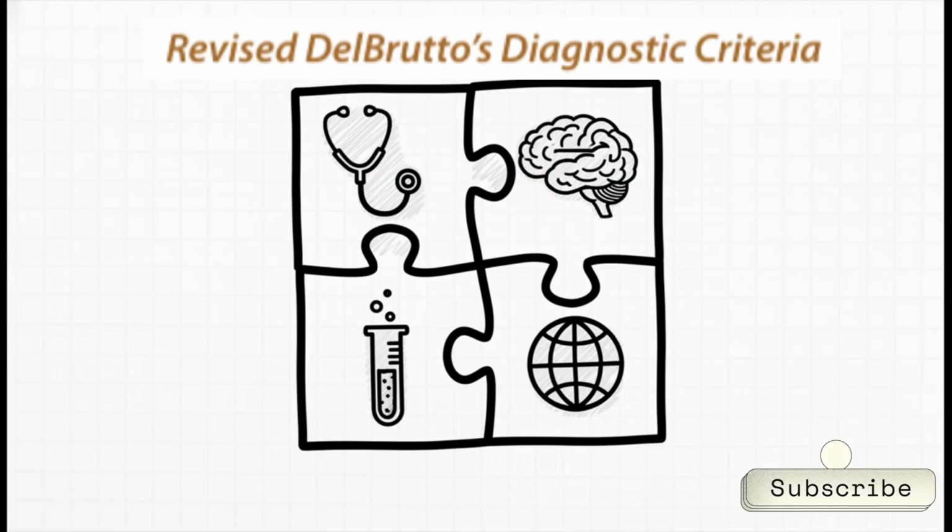So how do we piece together all these clues? The clinical presentation, the CT scans, the Western blots? We rely on the revised Del Bruto's diagnostic criteria from 2016. In the real world, you rarely make a call based on just one test, right? You build a solid case combining clinical, imaging, immunological, and epidemiological data, all standardized right there in Del Bruto's guidelines.